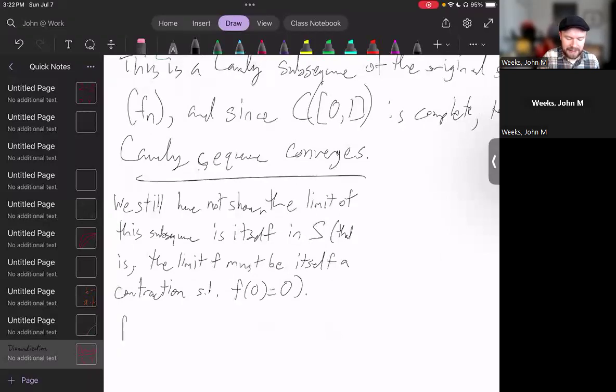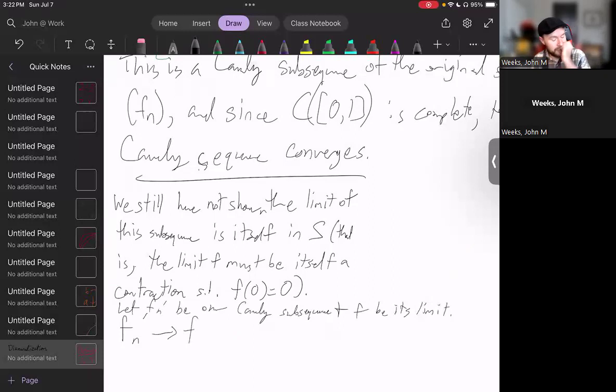One, we have that the subsequence, which we might call f sub n prime, converges to f. Let f sub n prime be our Cauchy subsequence, and f be its limit. We know that this function f is a continuous function, first of all, because of the uniform limit, and that's exactly the convergence that gives continuity: the uniform limit of f sub n prime to f gives us that f is continuous. So f is a continuous function here.